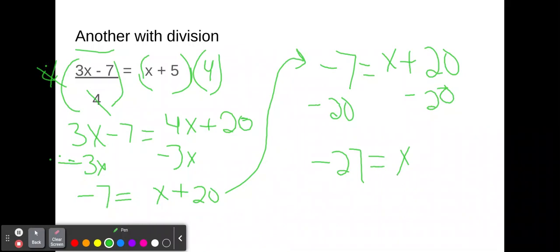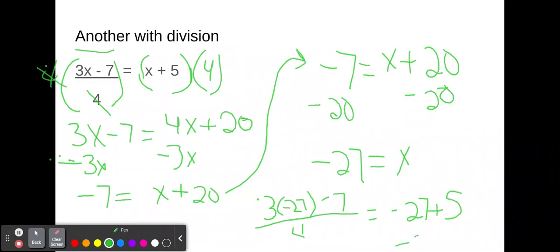So again, we could substitute that back in. It's getting a little bit more involved because our equations are a little bit more involved. But if we took 3 times the negative 27 minus our 7 and divided that answer by 4, and then on the other side, we would take a negative 27 plus 5. So that leaves us with a negative 22. That side's not too bad to do. The other side, hopefully that would also give us that as we go through it.